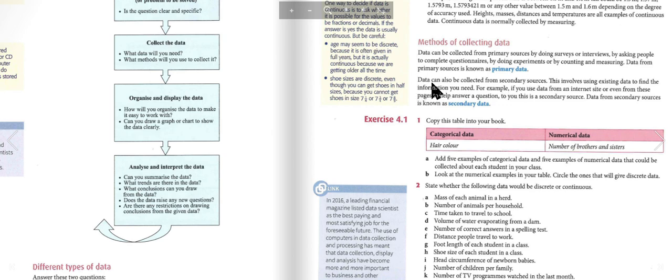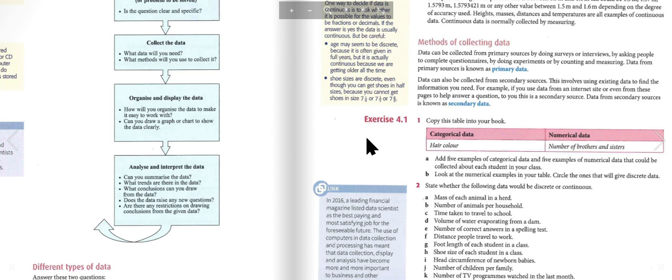Data can also be collected from secondary sources. This involves using existing data to find information you need. For example, if you use data from an internet site or even from these pages to help answer a question, to you this is a secondary source. Data from secondary sources is known as secondary data.